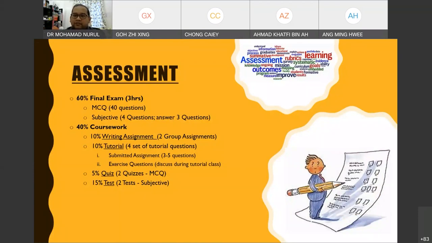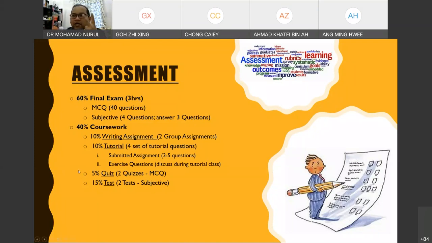Okay, for the assessment, this is very important: how we can give you marks during the exams. The final exam will cover 60%. It will take 3 hours. Remember, for the first hour, you have to answer 40 MCQ questions. I guess it's around 1.5 minutes per question. It's okay, you can answer all the questions. And after that, we have subjective questions, which is part B.